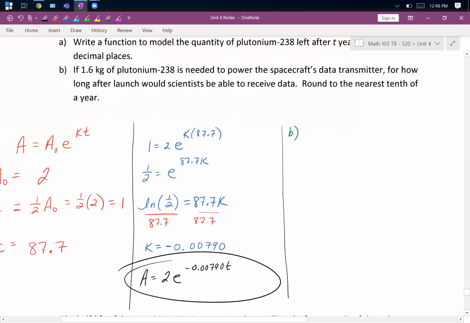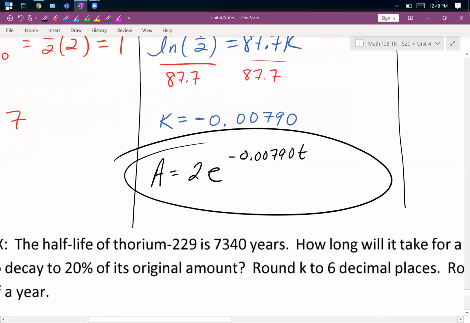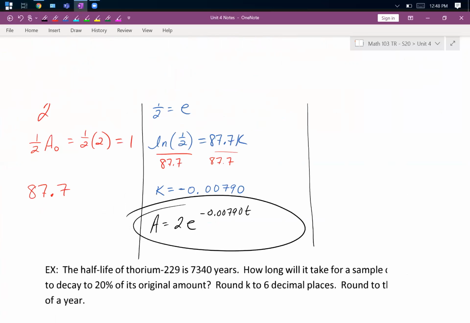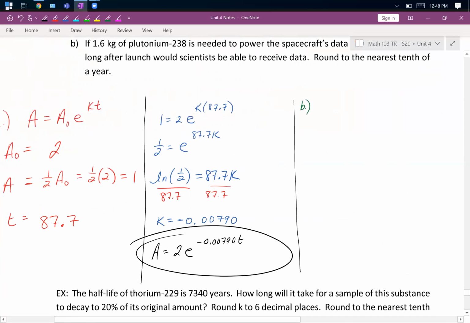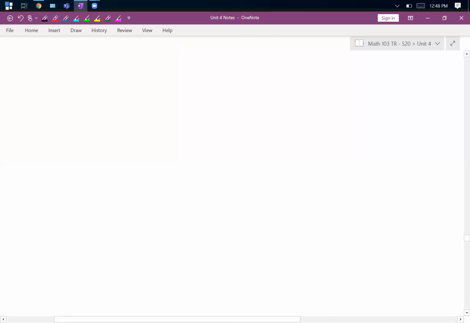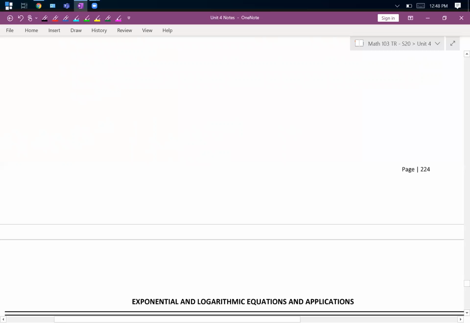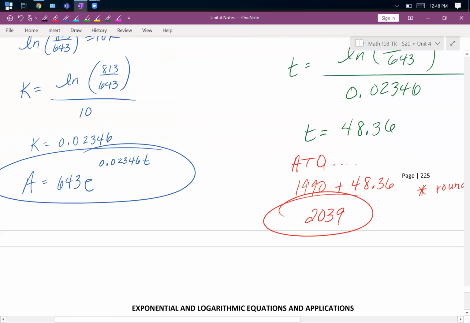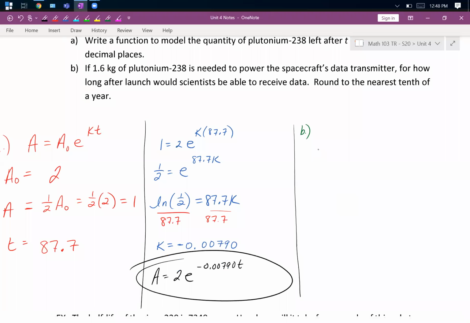Well, if we look at our equations, we only got 2 spots to put it. We either can put it for A or we can put it for T. T is a time period, and A is the amount we have left after that time period. So 1.6, definitely an amount, it's going in for A. So we're going to have 1.6 equals 2 times e to the negative 0.00790 t power, and we want to solve for t.